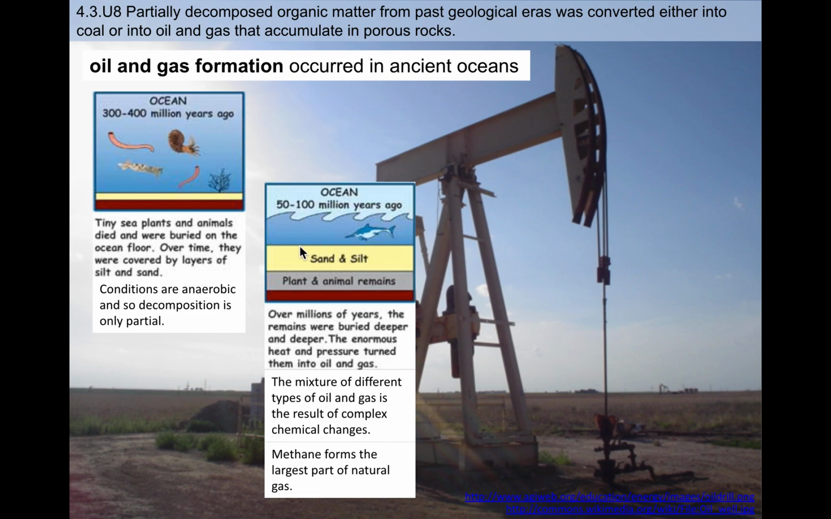So here you can see over time more sand and silt, and here are the plant and animal remains from the past, but we have a thick layer of sand and silt there protecting it, keeping it from decomposing all the way, and it has a lot of heat and pressure on top of it, which is going to eventually lead to it changing into oil and natural gas around it. So methane also forms the largest part of the natural gas that we find around oil.